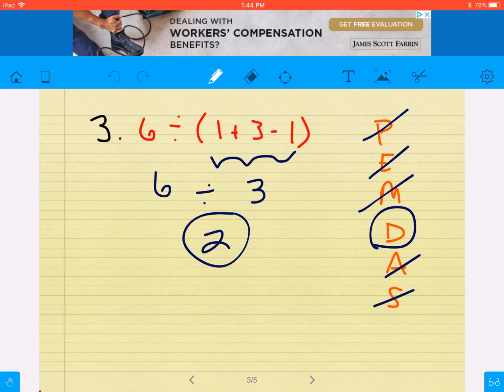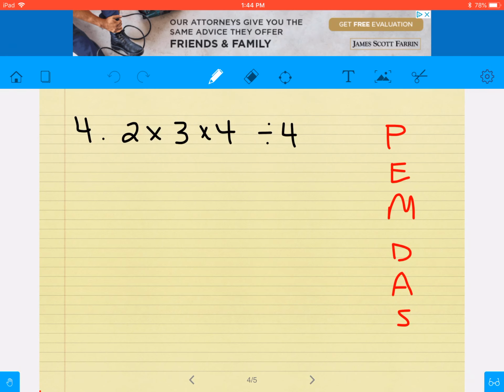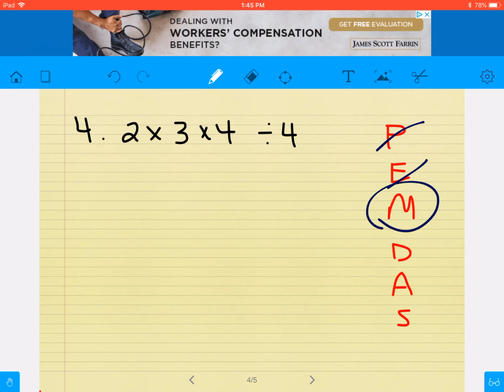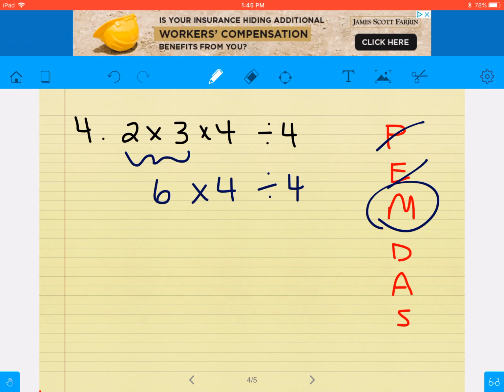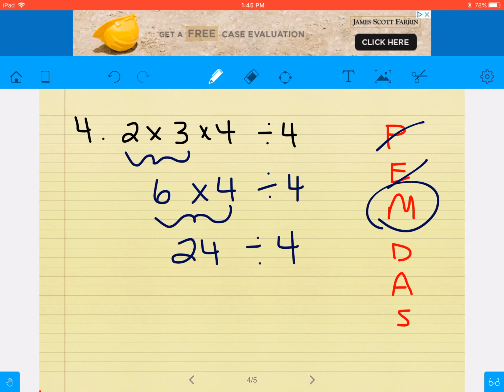Number 4. We've got 2 times 3 times 4 divided by 4. So we're first going to use order of operations again. Check if we have any parentheses. It does not appear that we do, so we can check that off. No exponents. However, we do have multiplication, so we're going to do this multiplication in order. Let's start with 2 times 3, which gives us 6. And then 6 times 4 divided by 4. Let's do our 6 times 4, which gives us 24. And divide by 4.